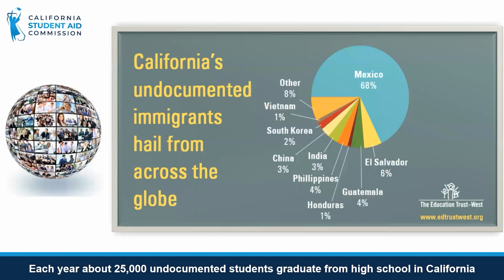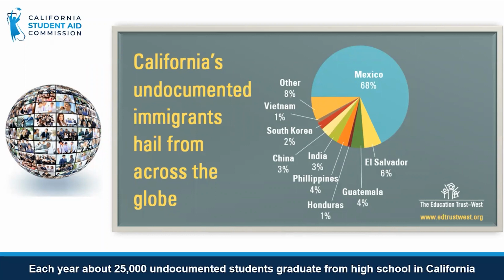Now, before we go any further, I think we should point out that we want to make sure we understand that our undocumented students in the state of California really come from many, many different countries. Obviously, and you can see on the chart here, that the majority come from Mexico or Central America, but we have students from all over the world.